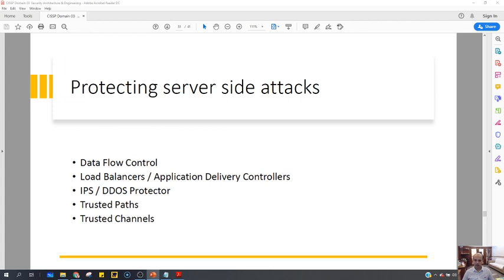And the last one is the trusted channel. In a trusted channel, we protect the data on a link or between communication peers, like creating a VPN or creating an MPLS link. So all these are trusted channels. By using trusted path and trusted channel, we can protect against server-side attacks.